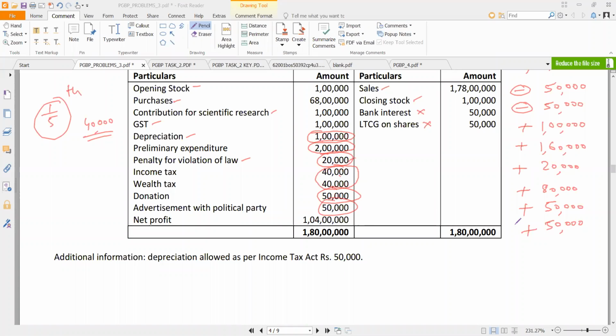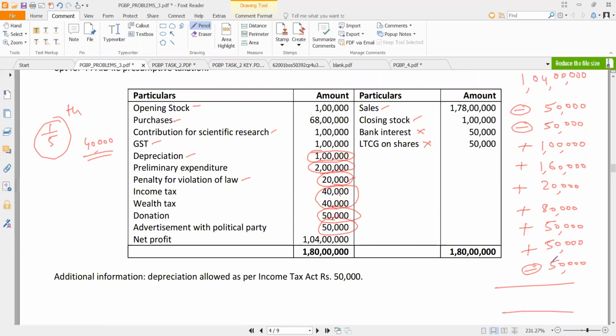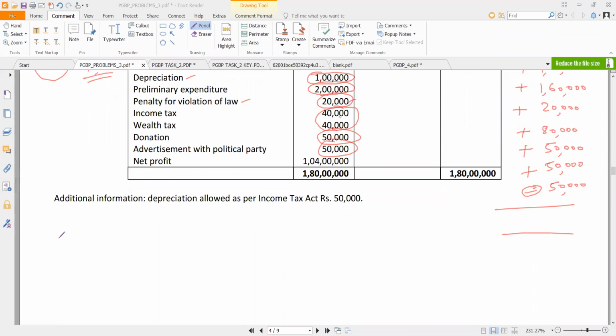After all these adjustments from the face of it, additional information is given that depreciation as per income tax is 50,000. So deduct that 50,000. Now find out the correct answer. 1 crore 4 lakhs minus 1 lakh plus 1 lakh plus 1,60,000 plus 20,000 plus 80,000 plus 50,000. What was the answer? Now I got another answer. 1 crore 6 lakh 70,000. How did you get that?